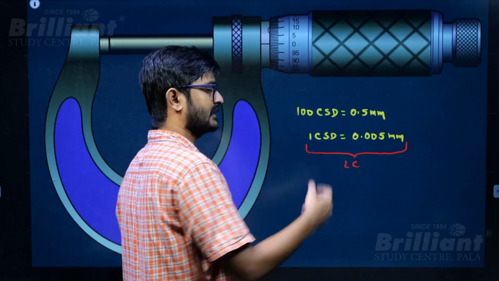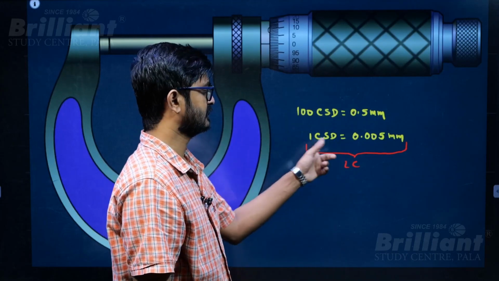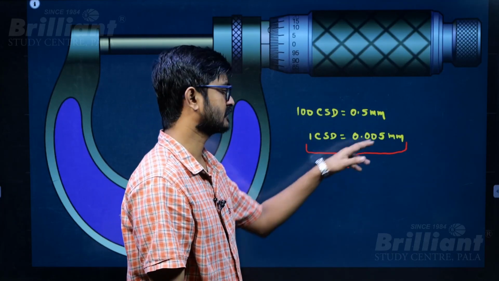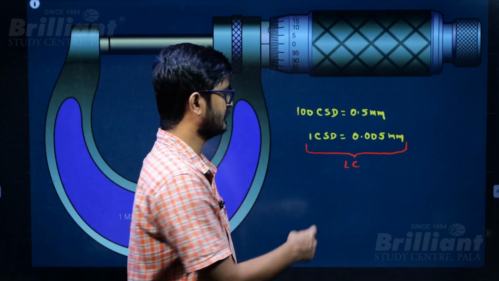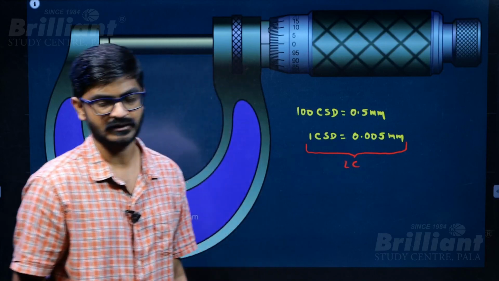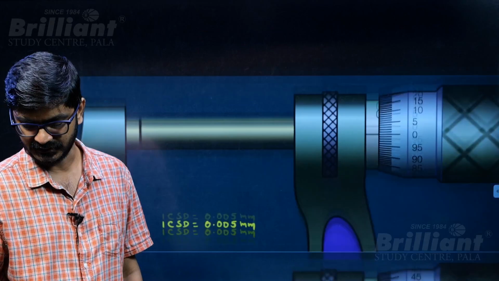So what is the least length we can measure here? That's one circular scale division, that is 0.005 mm. This is going to be called the least count of this instrument. The least length which you can measure using this instrument is this much, so we call it the least count of this instrument, that is one circular scale division. Right, so we'll be utilizing this information.